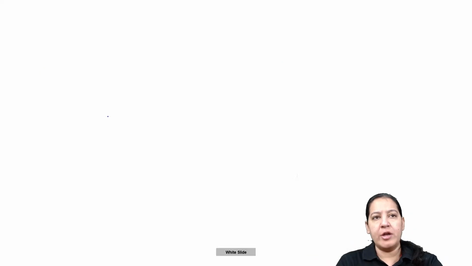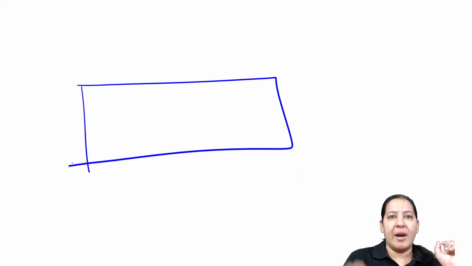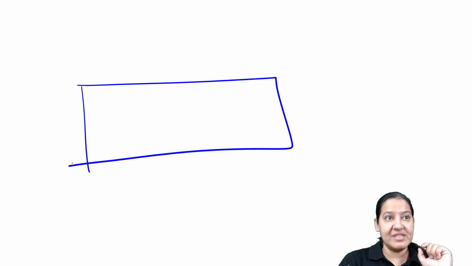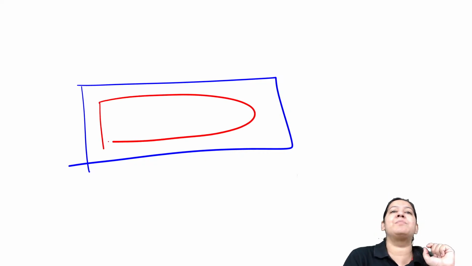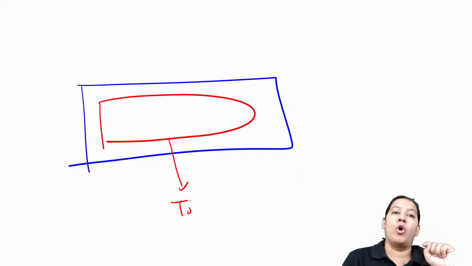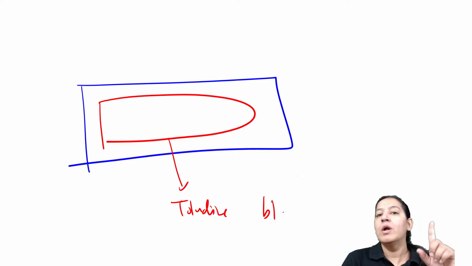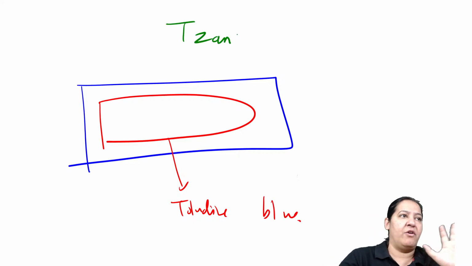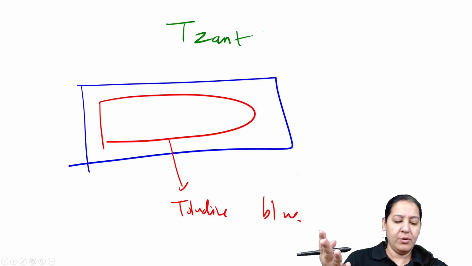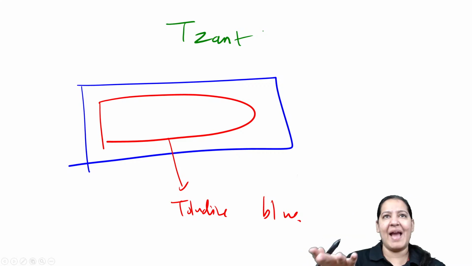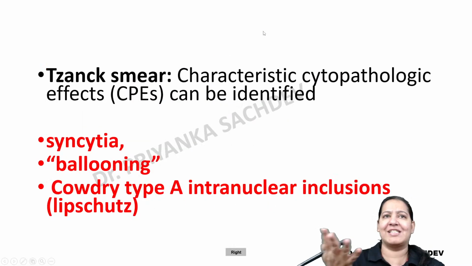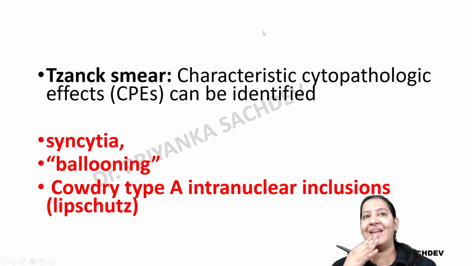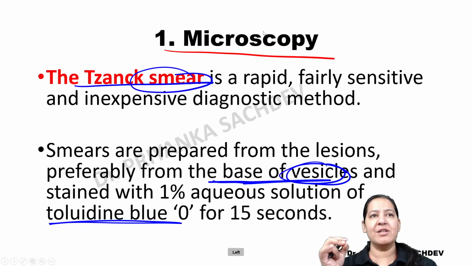So what basically you are doing? You are taking a slide, rupturing the vesicle, taking fluid from the base of the vesicle and making a smear. You are doing the staining by toluidine blue. This smear is known as the Tzanck smear. First understand what it is. It is Tzanck, or Zank smear, right? So what will you find? From the base of the vesicle you are taking the scrapings.